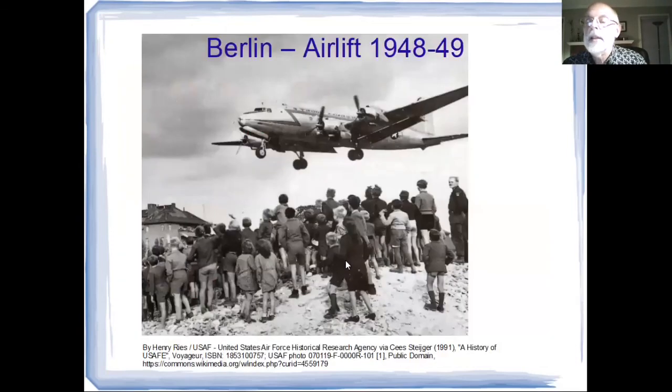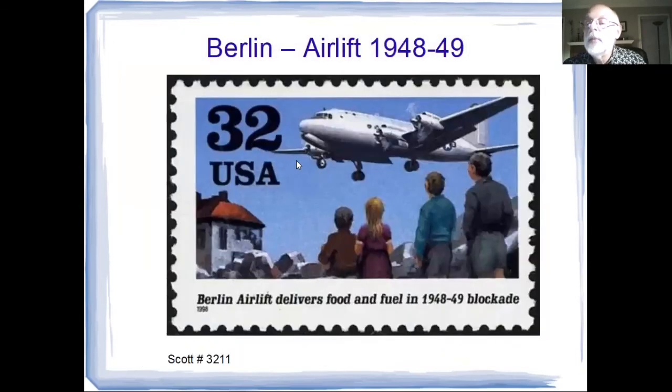Now the Berlin Airlift, this picture here is probably well known. And as I said, planes came in constantly, and the nickname of those planes in German was Rosinenbomber, raisin bombers. So that photo was also used in 1998 to commemorate 50 years of the airlift in the US. And I think it's a well done picture.